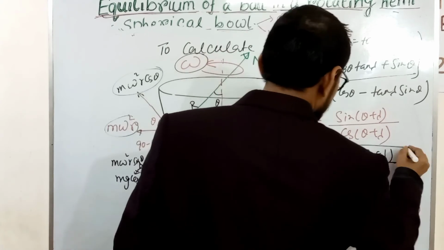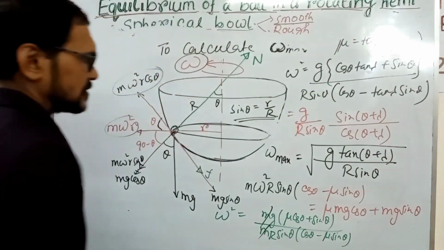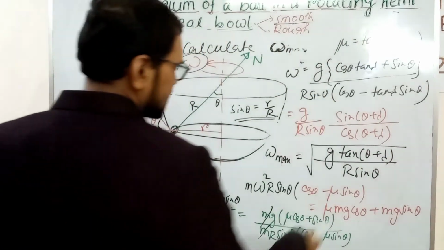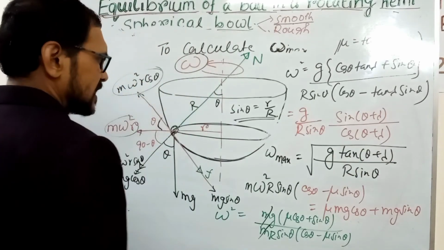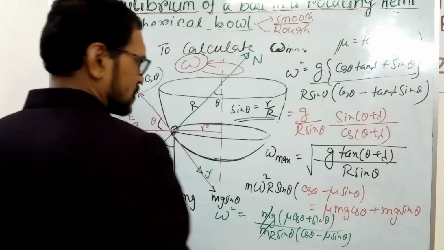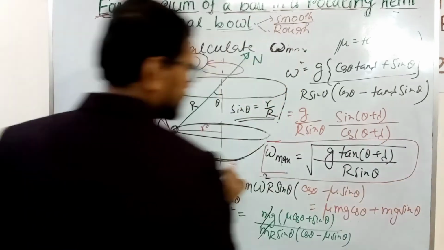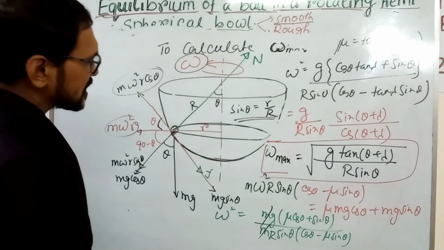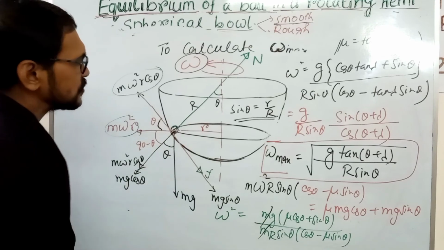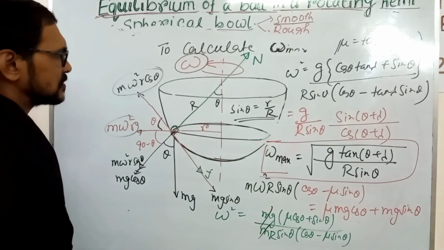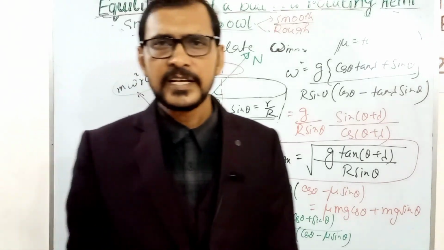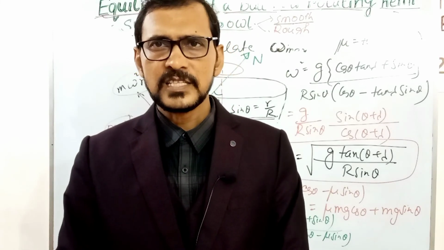This is the result. Previously we had tan theta minus lambda, now we get tan theta plus lambda. So this is the result of omega maximum, for which the ball is in equilibrium. Today this is the end of this topic. This is the end of the class.